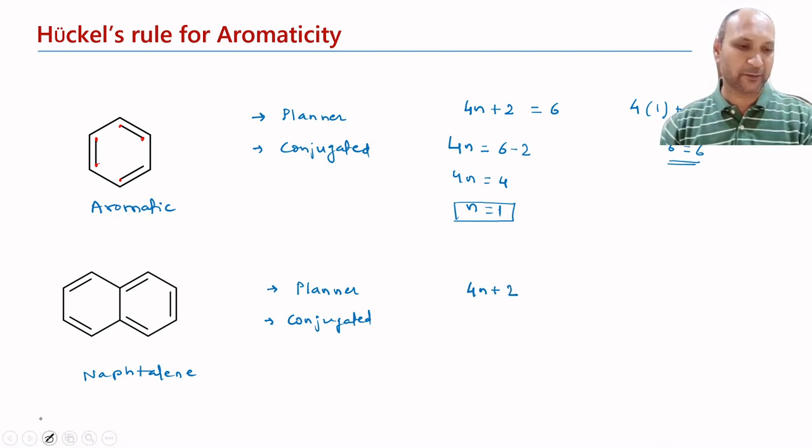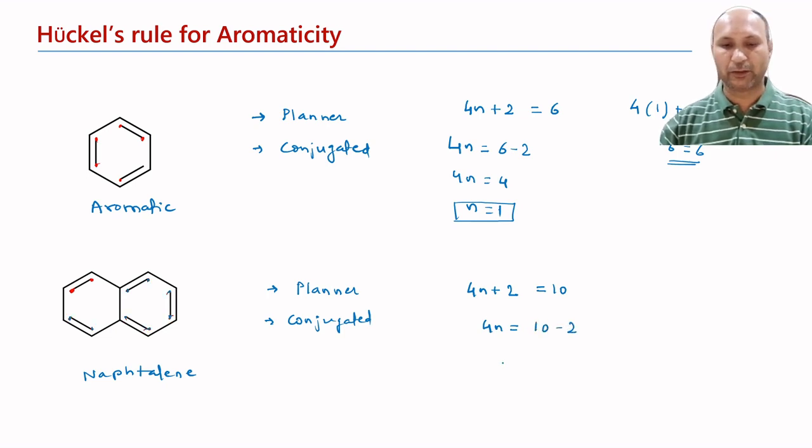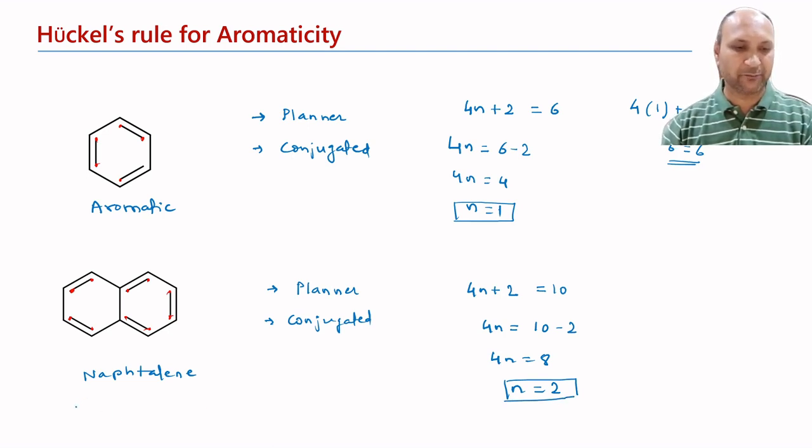So, what we have to do is just count them. 1, 2, 3, 4, 5, 6, 7, 8, 9 and 10. Okay, so we have a total of 10 pi electrons here. So if we solve it for n, 4n equals 10 minus 2, that is 4n equals 8. So n equals 2. So we can see that n is an integer, and therefore naphthalene will again be aromatic.